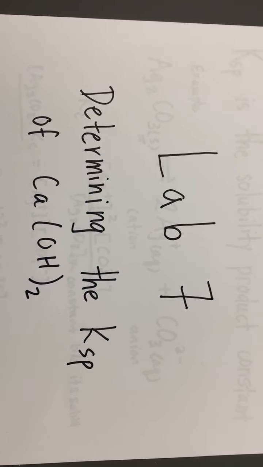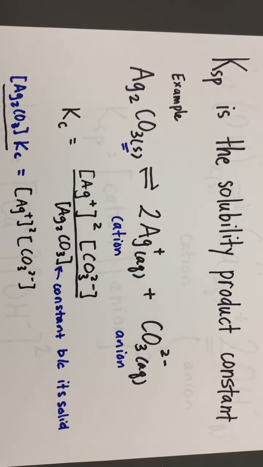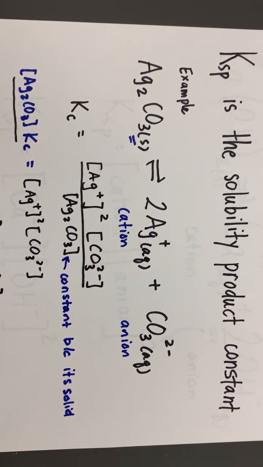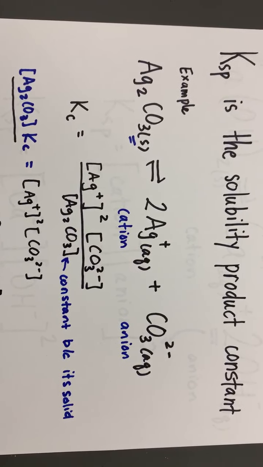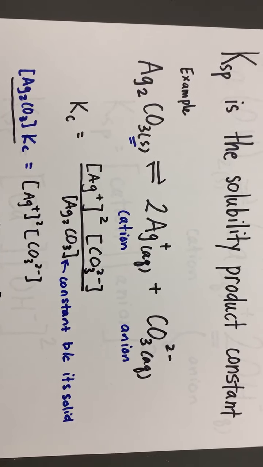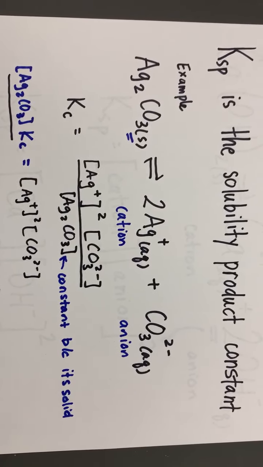Okay, this is going to be lab number 7 on determining the Ksp of calcium hydroxide. So the first thing we should understand is what is Ksp. Ksp is what we call the solubility product constant. Basically it tells you how soluble something is by taking the product, meaning the multiplication, of the cation and the anion, and of course Ksp, just like Kc, Ka, Kb, are all constants.